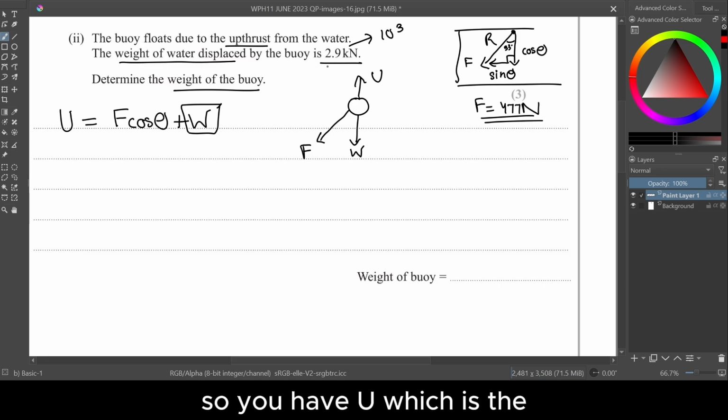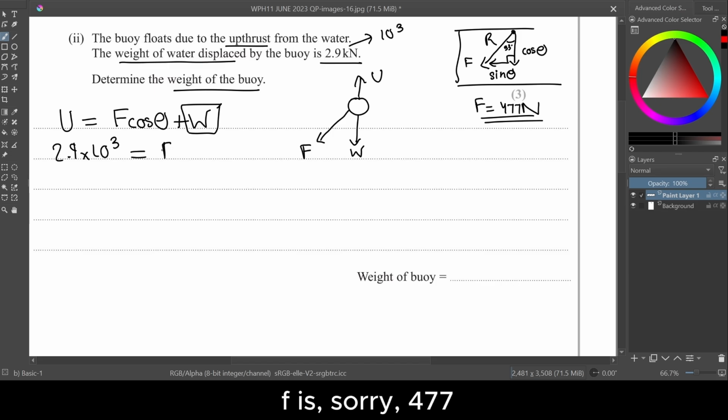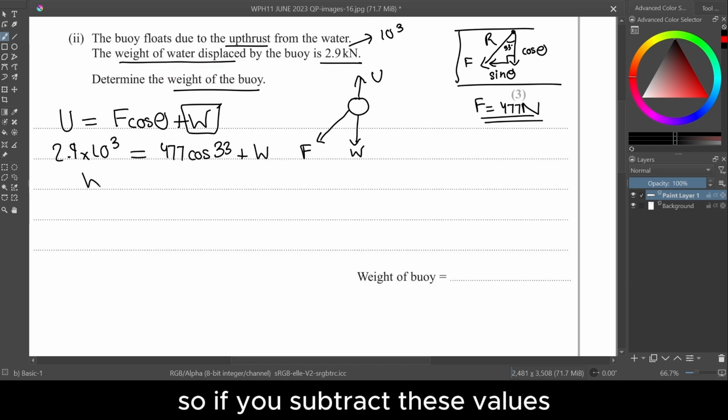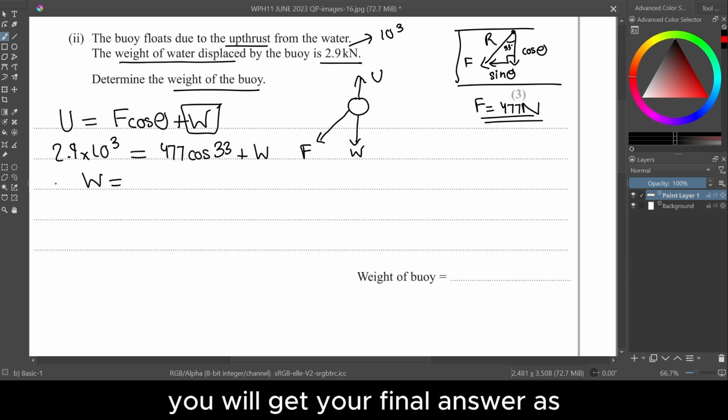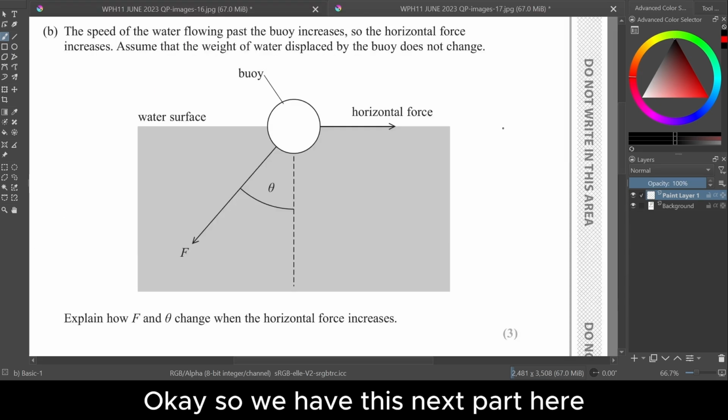So you have U, which is here, which is 2.9 times 10 to the power 3, equals F, which is 477, cos theta, with theta as 33 degrees, plus you need to find the weight. Okay, so if you subtract these values, you will get your final answer as 2500 newtons. Okay, so we have this next part here.